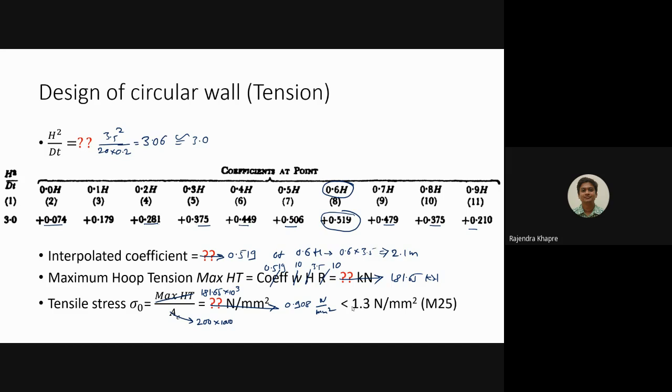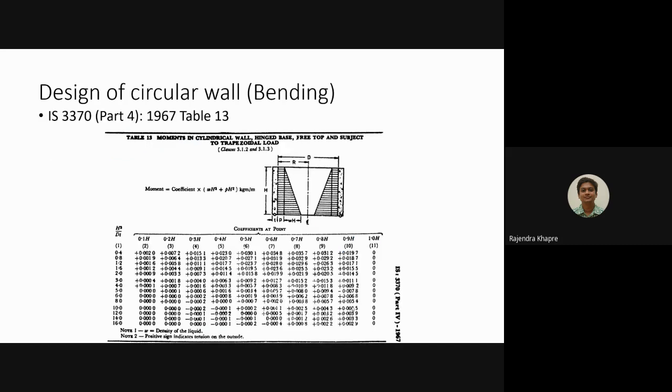So you can see the value of tensile stress in concrete. This is direct tensile stress in concrete. It is 0.98, whereas the permissible value for M25 grade concrete is 1.3. So definitely we can see that the 200 thickness is sufficient to resist the actual tensile stress in the wall. Let us further proceed. Now we can assume the thickness of the wall as constant, that is 200 millimeters throughout the height.